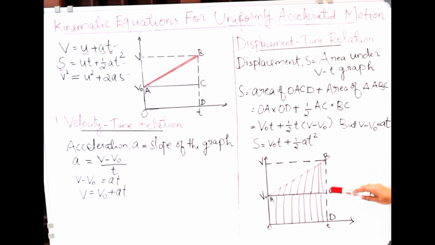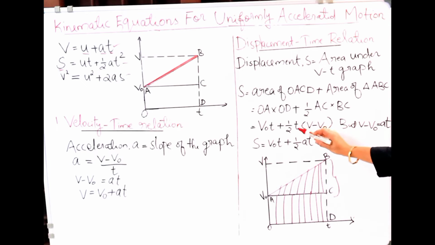And then BC, how will we find? This is BC. So how can we find BC? The total velocity minus this V0. So we will get this portion, isn't it? So only this portion we have to find, BC. So how will we find? The total velocity minus initial velocity, right? V minus V0. So we can write it as V minus V0 into T is here.